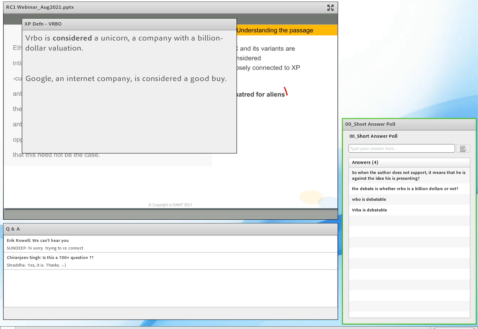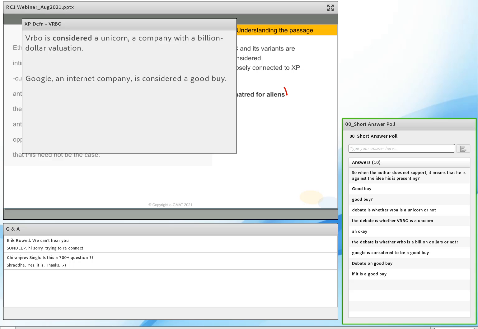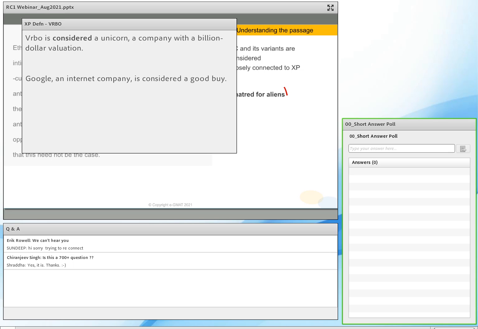Look at the second example also. Google, an internet company, is considered a good buy. What is up for debate? What is up for debate of whether the author agrees with or not is whether Google is considered a good buy. That we don't know. Maybe as per the author, Google is not really a good buy. But whether Google is an internet company or not, is that up for debate? No. The author has presented that as a fact. So do you see why what follows at comma is just the author presenting that as a fact?